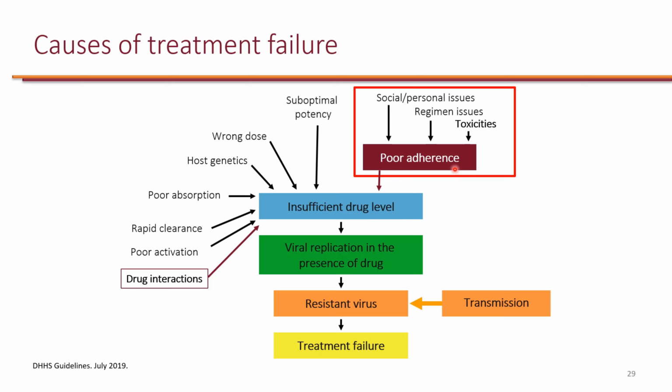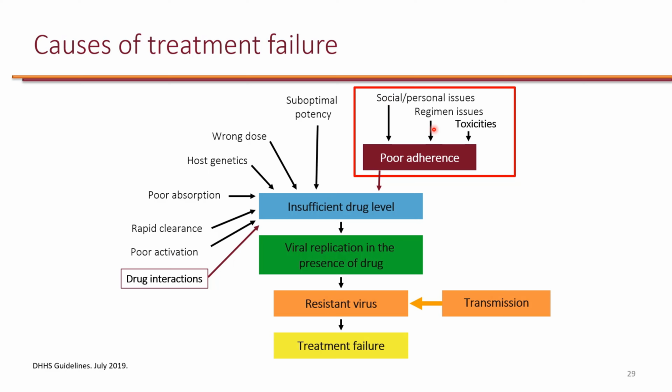So poor adherence could be due to different causes. So one is social or personal issues. There is a lot of stigma with HIV. So, if someone is hiding the fact that they have HIV, this could actually prevent them from filling their prescription or actually taking their drugs in front of other people, such as friends and family.